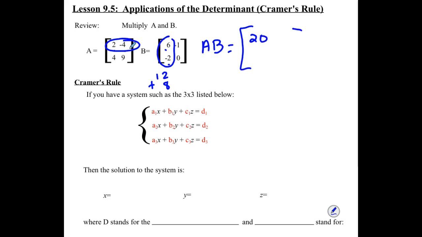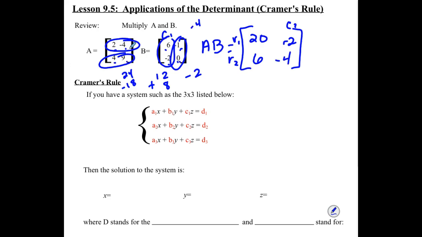To get the second number in that row, we are still doing row 1, but now we're shifting to column 2. So now I'm using these numbers. 2 times negative 1 is negative 2. Negative 4 times 0 is 0. Adding those, we get negative 2. Shifting now to row 2, going back to column 1, 4 times 6 is 24, 9 times negative 2 is negative 18, adding those, we should get a 6. And last one, row times column, 4 times negative 1 is negative 4, 9 times 0 is 0, adding we get negative 4.